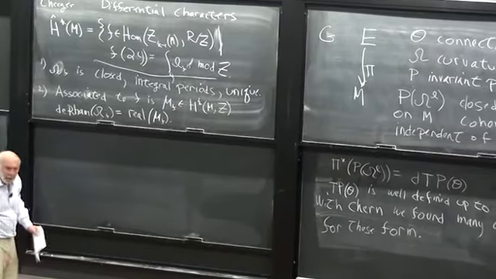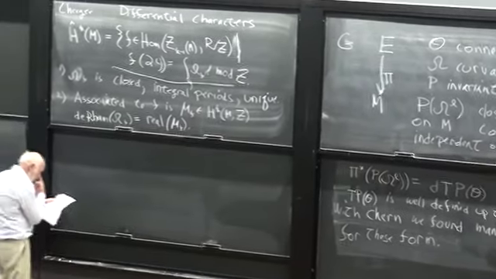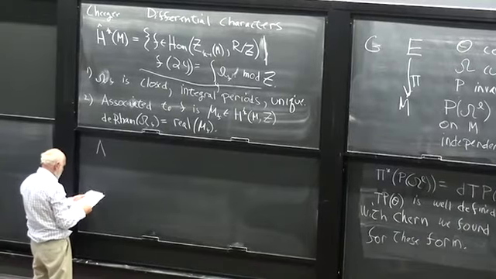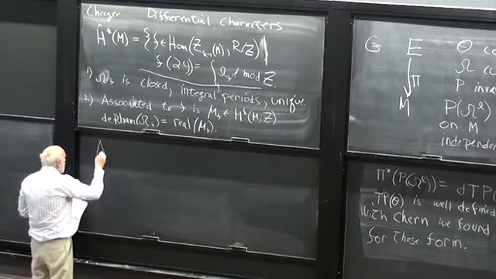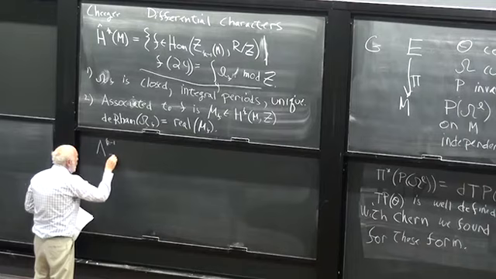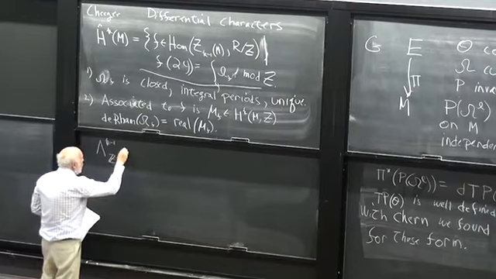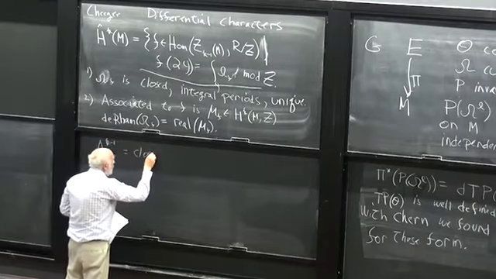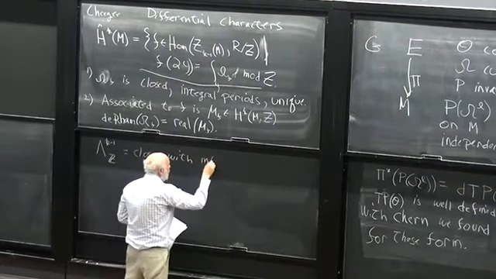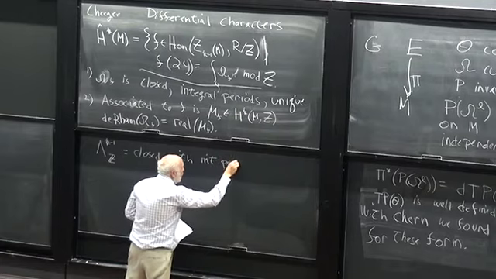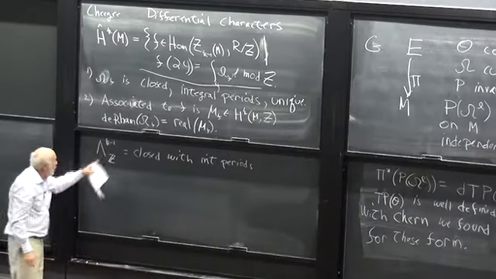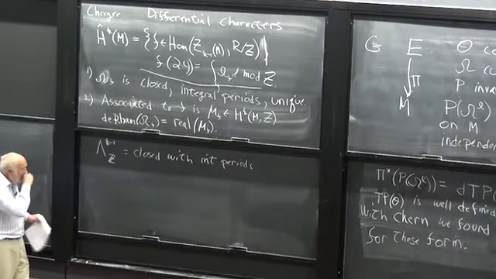Okay, so let's have some simple examples. So, of course, as the gentleman said, let's make one piece of definition. Wedge^(k-1)_Z equals closed with integral periods. That's the definition for any k. I just happen to pick that one. So that means closed forms with integral periods.